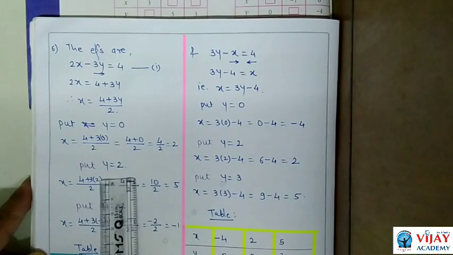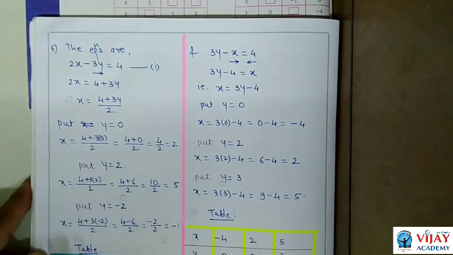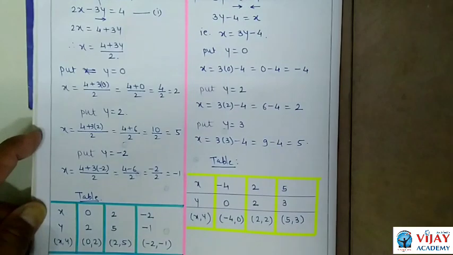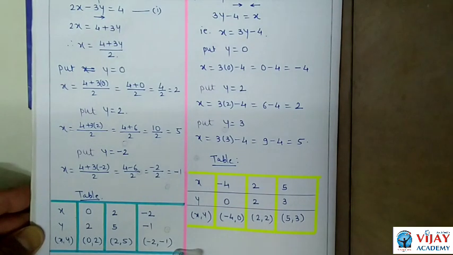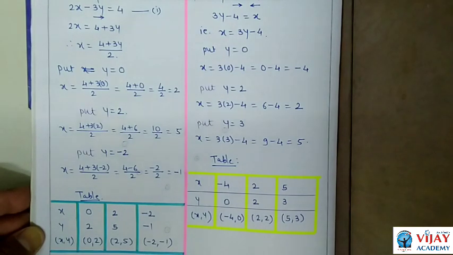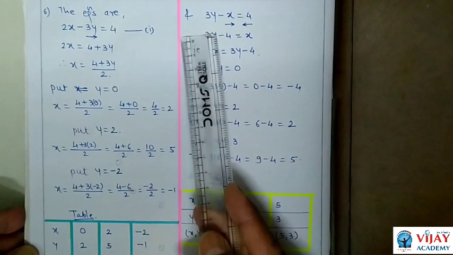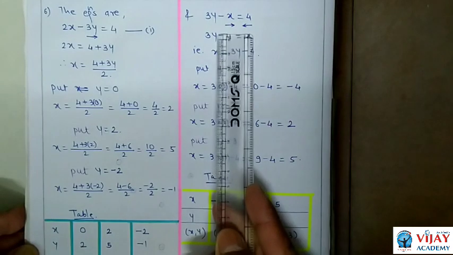Similarly, y = 2, we get x = 5. Then y = -2, we get x = -1. While writing in this table, I made a mistake, and you have to find the mistake. Then plot the graph.